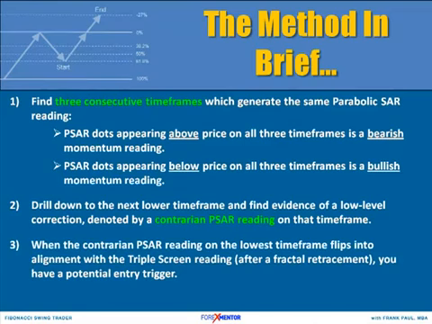And simply, when the contrarian parabolic SAR reading on the lowest time frame flips into alignment with the triple screen reading on the higher time frames, you have a potential entry trigger. And that's about as simple as I can state it. When you see how easy it is to apply this concept, when we look at a chart illustration in just a moment, you'll realize that if you had any complexities in your trading methodology that were causing you difficulty, it's absolutely refreshing just how simple this approach is.